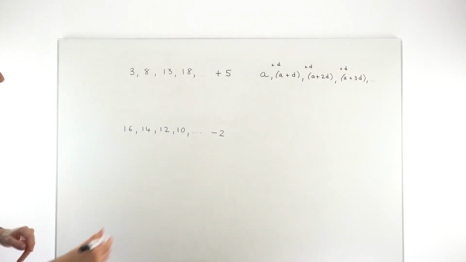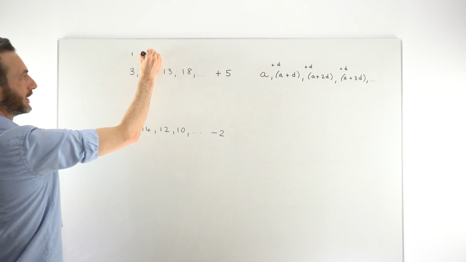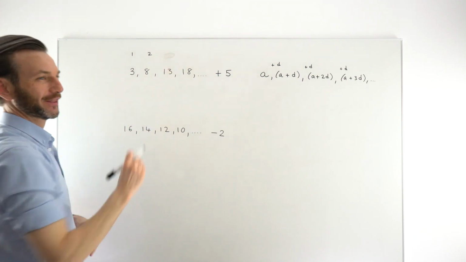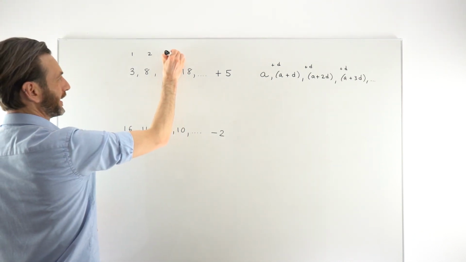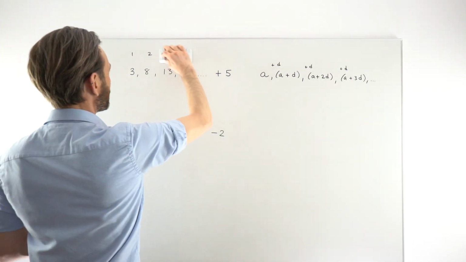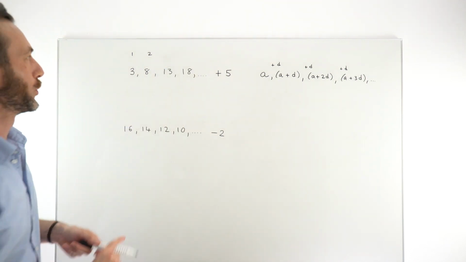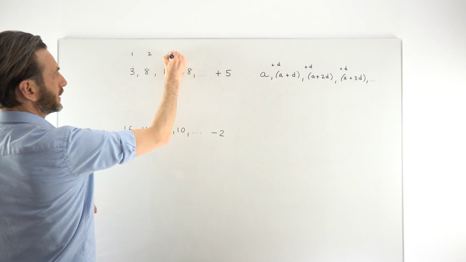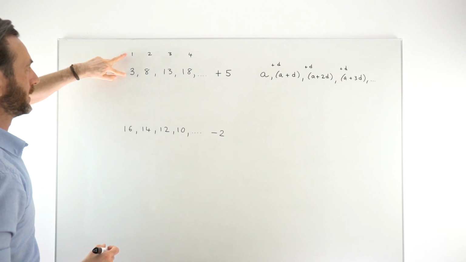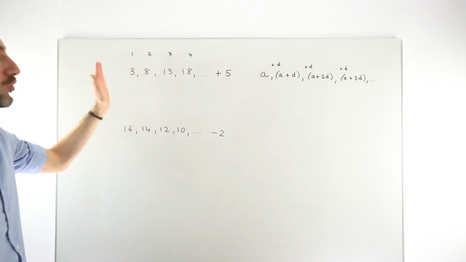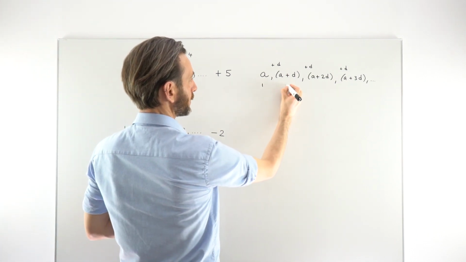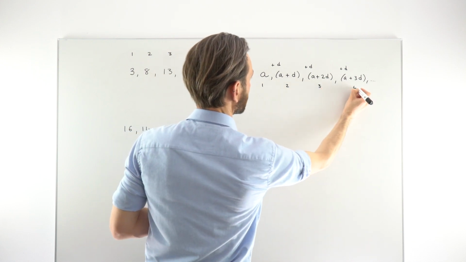But remember that with these sequences, we're also interested in recognizing the placeholder number, which links the term in the sequence with the actual placeholder. So how is 3 related to 1? How is 8 related to 2? Transferring that idea of placeholder over here, this is our first term, this is our second term, this is our third term, this is our fourth term.